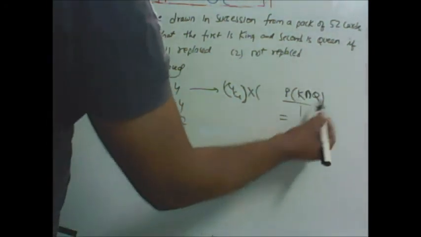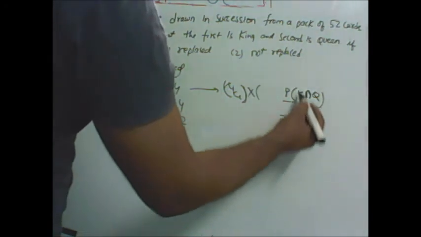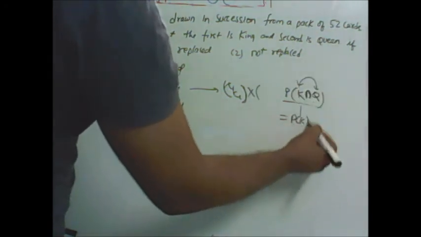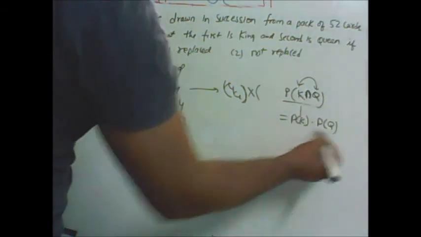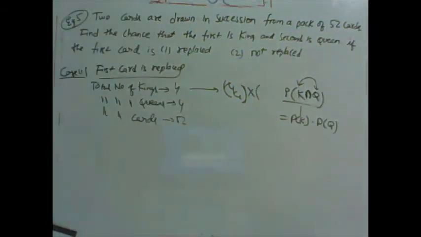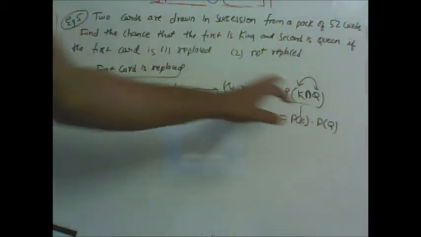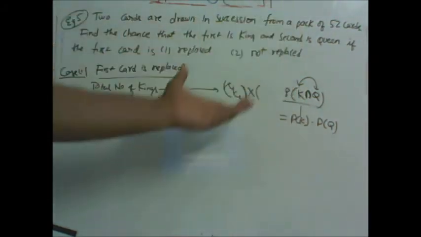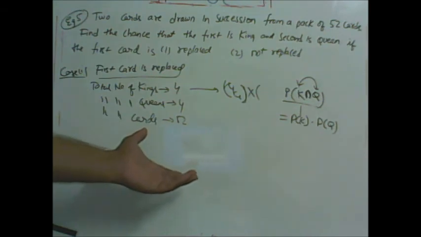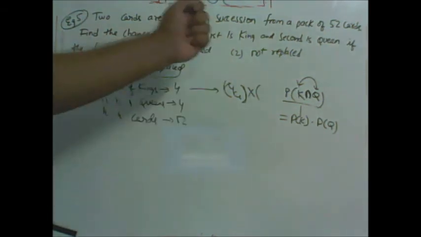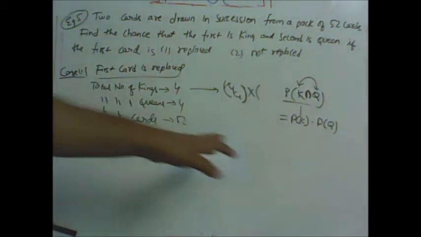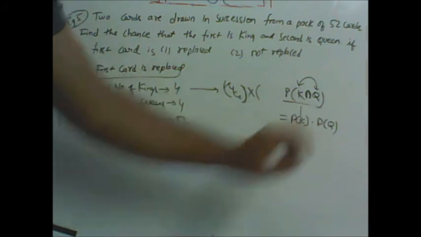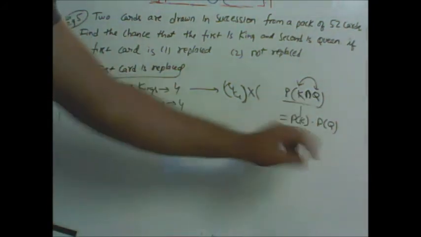Now P of K intersection Q: if K and Q are independent events, as I already told, P of K intersection Q is P of K into P of Q. Since these are independent events, because king and queen are 2 different cards in any given pack of cards, taking king does not affect the success of queen, and taking queen does not affect the success of king. They are independent of each other, so that's why intersection gives direct multiplication. So this is how it is.